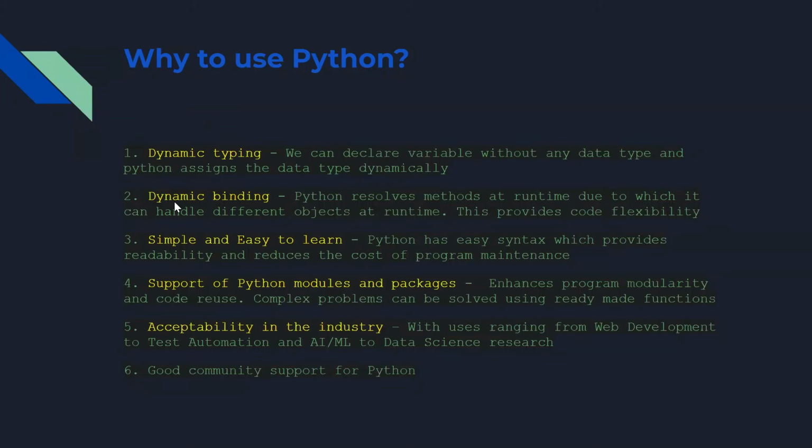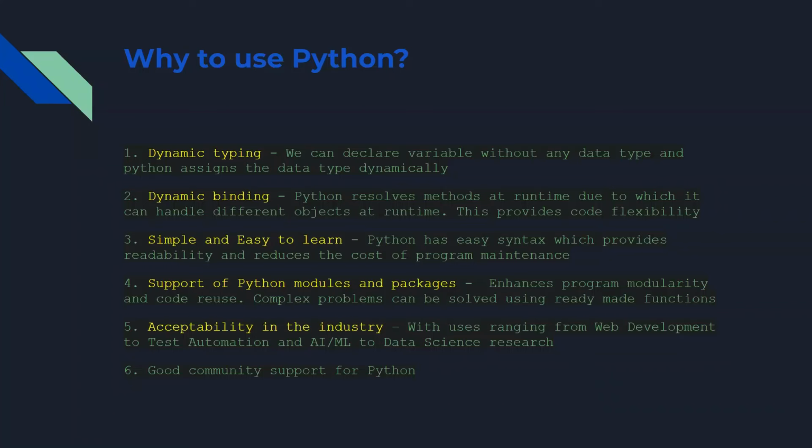Python also has dynamic binding. It means that Python resolves our methods at runtime, due to which the methods can handle different objects at runtime. This provides code flexibility in a very big way. So this is also a very good advantage to have in the Python stack.